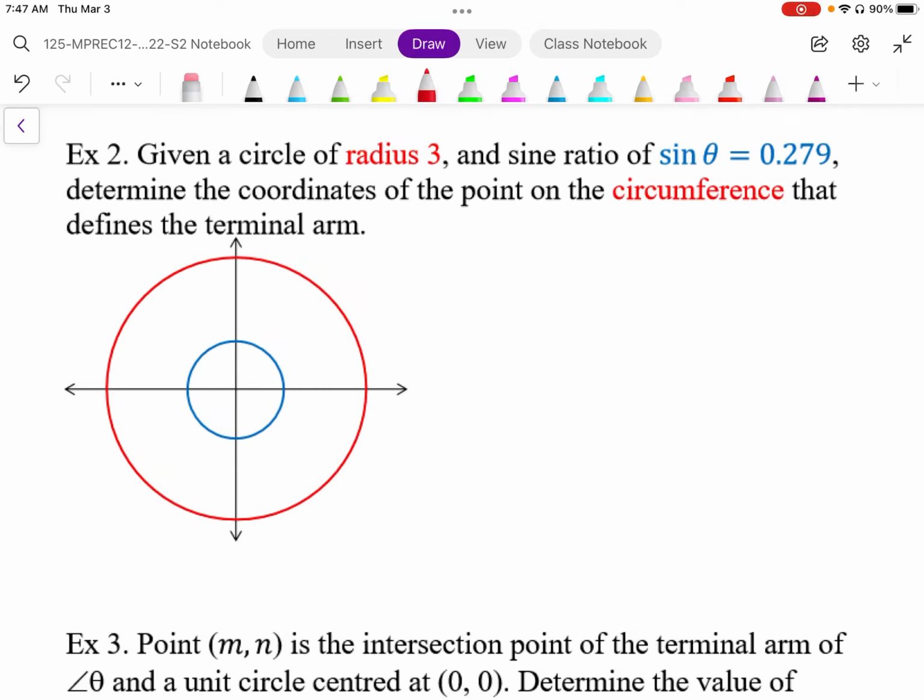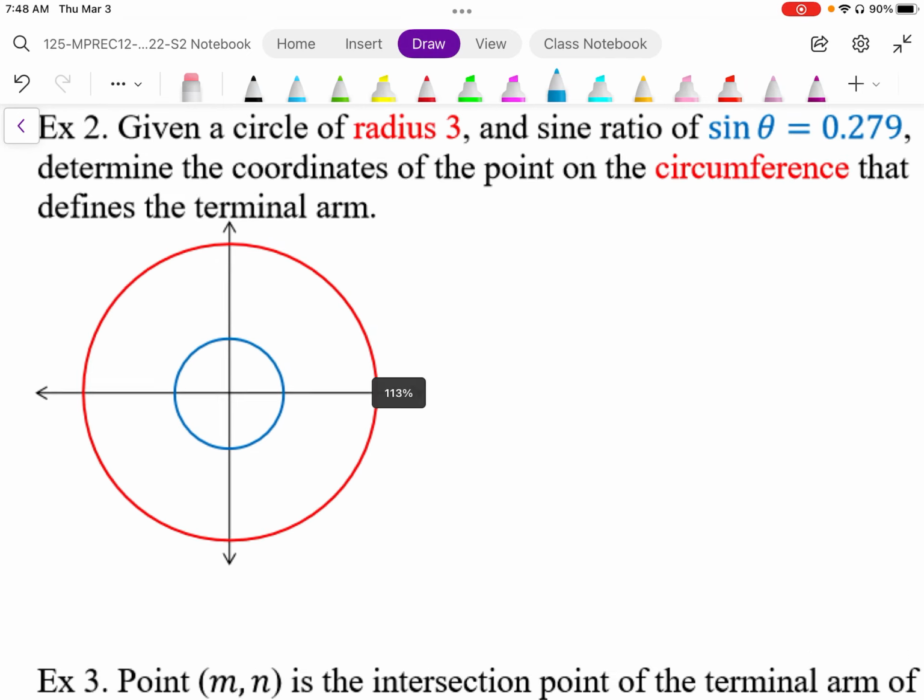Given a circle of radius 3 and a sine ratio of a position, the sine ratio is given as 0.279 for the position angle theta. Determine the coordinates of the point on the circumference that defines the terminal arm. So first of all, we have to remember that there are two positions that are possible here.